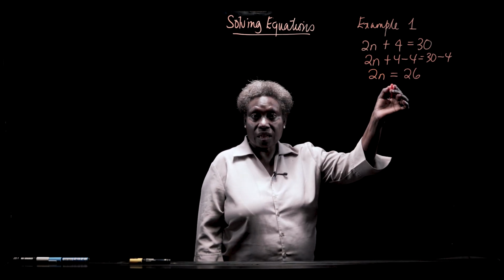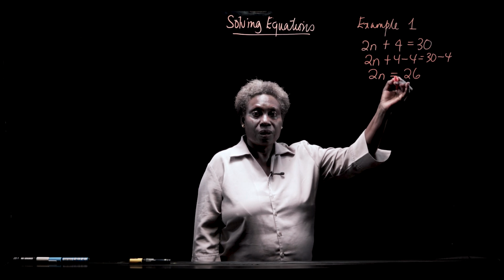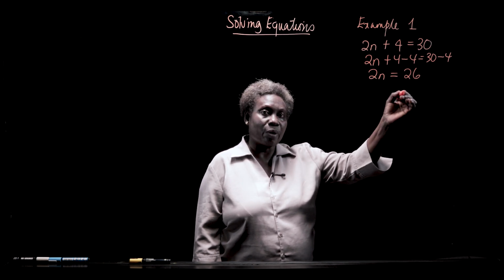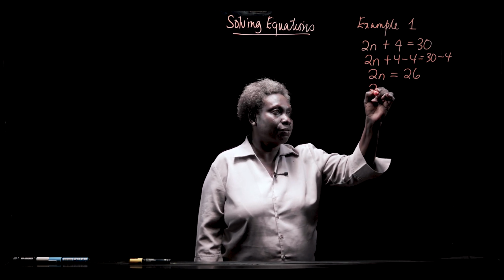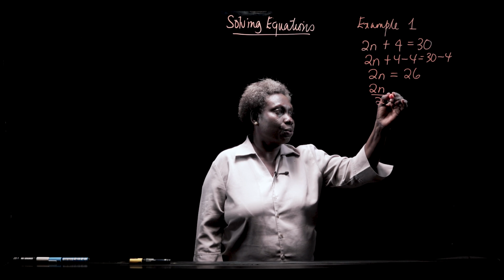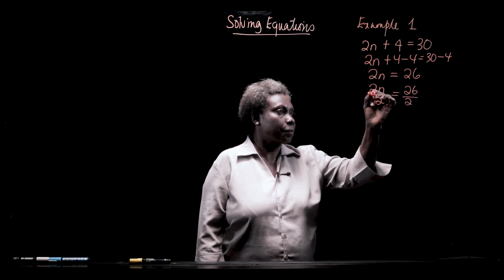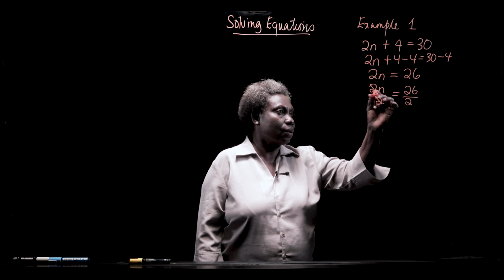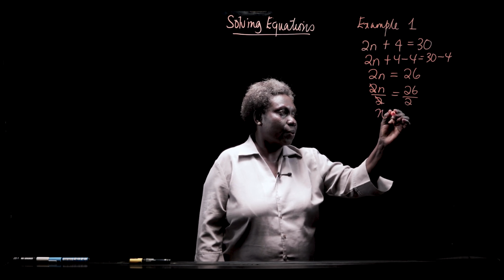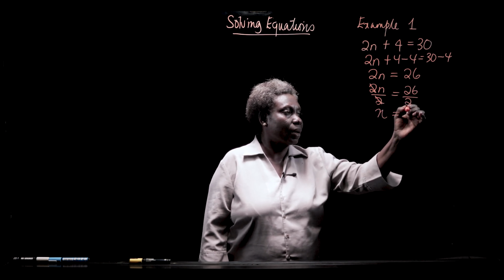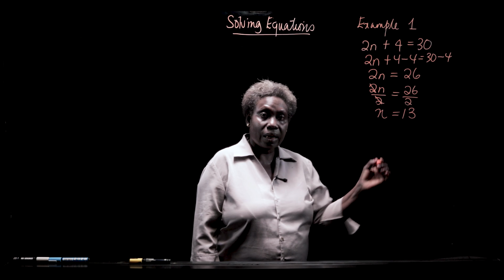What's the second step? We have 2 times n. We are going to divide both sides of the equation by 2. So we have 2n over 2 is equal to 26 over 2. 2 into 2 is 1. 1 times n is n. So n is equal to 26 divided by 2, which is 13.